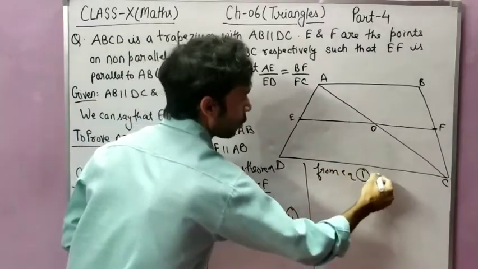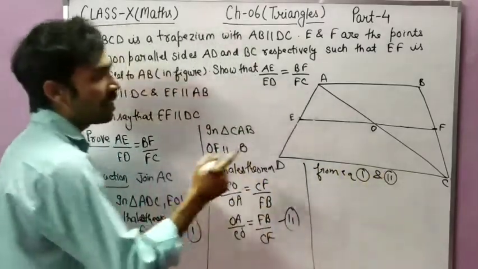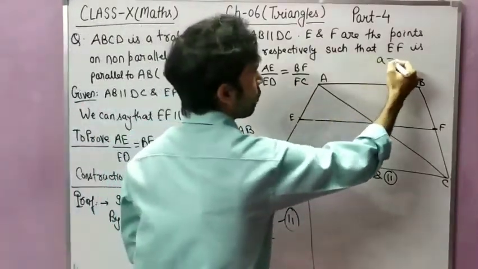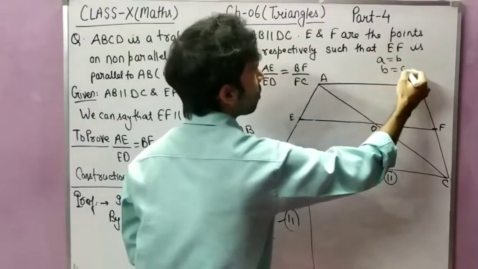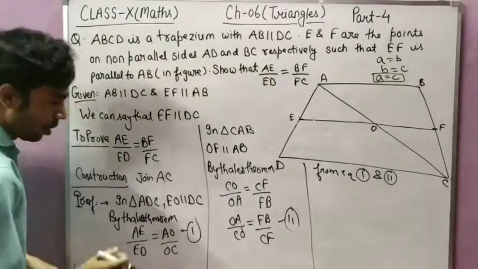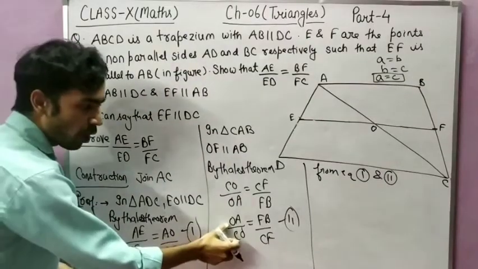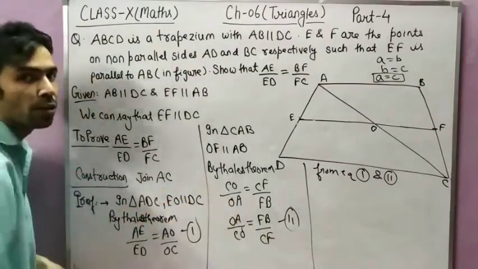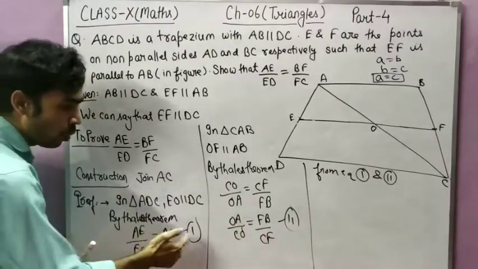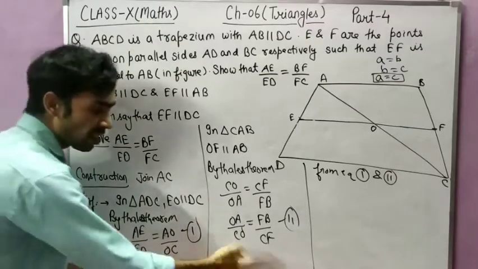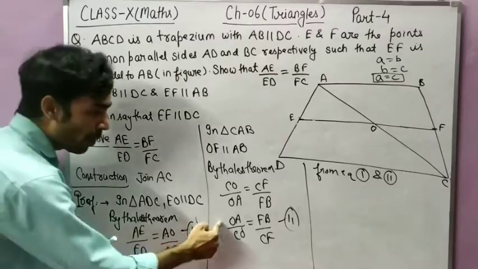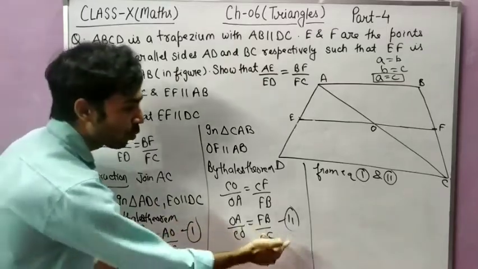equation 1 and 2, you know that when A equal to B and B is also equal to C, so we can say A will also equal C by Euclid geometry. A equal to B and B equal to C, so A and C will also be equal. See, this is AO and this is OA, both are the same thing. AO and OA both are same, OC and CO both are same. Means AE upon ED is equal to AO by OC, and OA by CO is also equal to BF by CF.